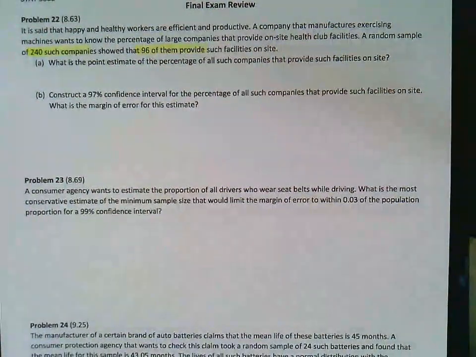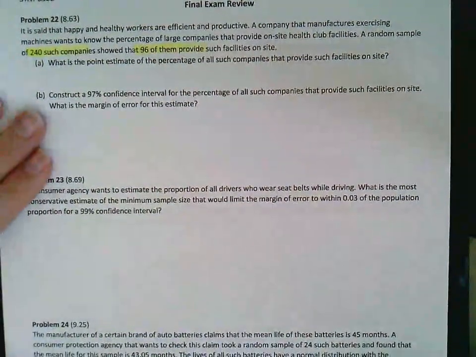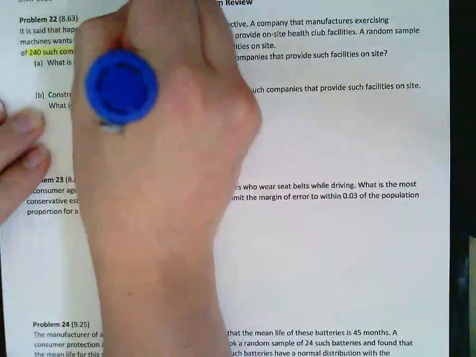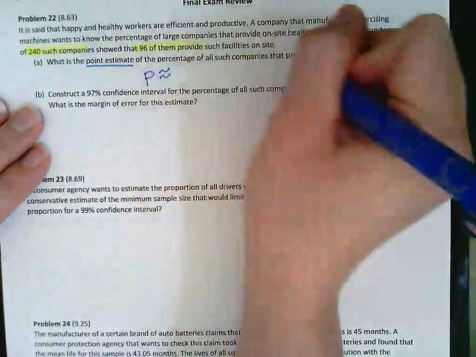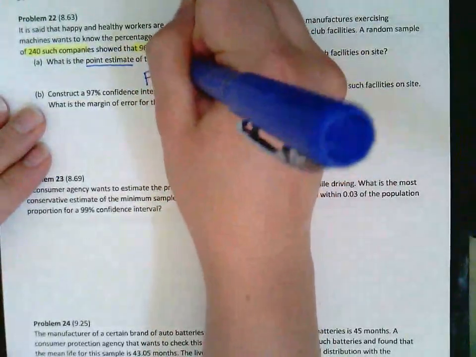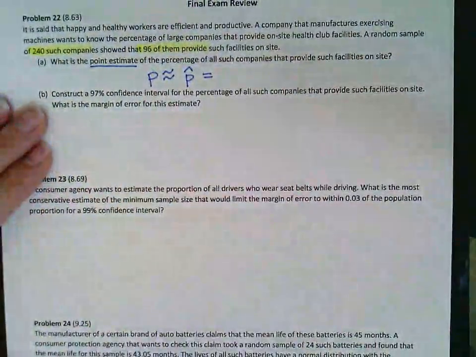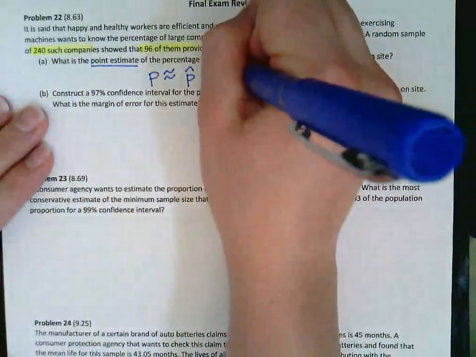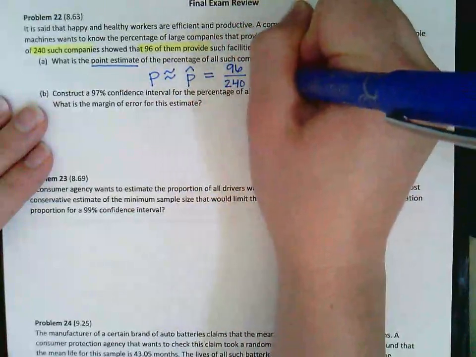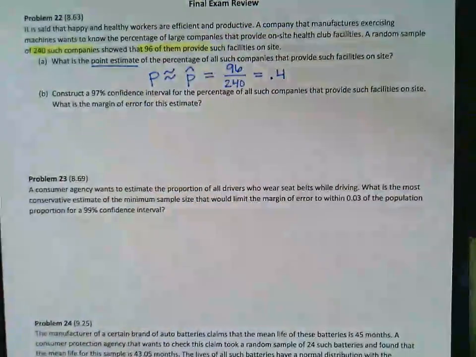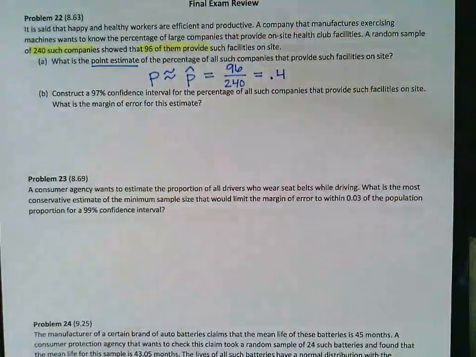All right, so let's try to figure out what that point estimate would be. That point estimate is like, hey, if you had to approximate the true proportion, what would you say? Well, the only thing we could use to approximate it is what we were given in the data. So that's going to be 96 out of 240, which is 0.4.